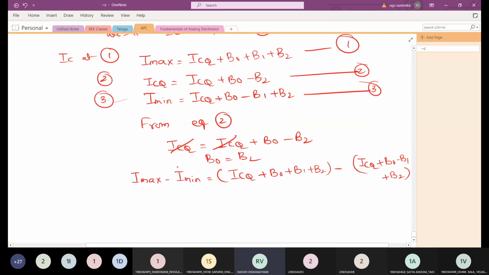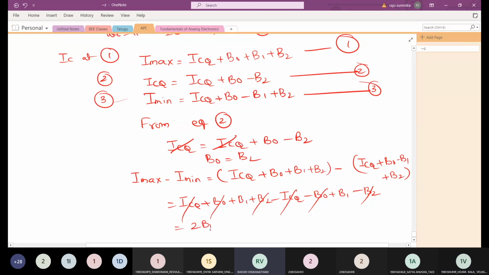Now tell me, can any of them cancel? What are the cancelling terms? Most probably ICQ will cancel. Okay, we'll expand it: ICQ plus B0 plus B1 plus B2 minus ICQ minus B0 plus B1 minus B2, right? So ICQ cancels, B0 cancels, B2 cancels, which leaves 2 B1.